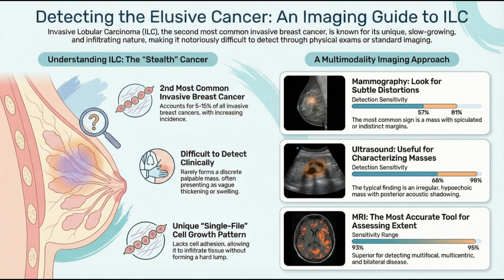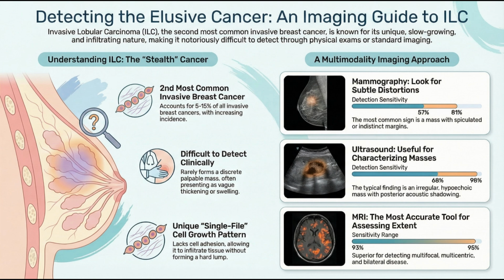And what about who gets this? Is there a typical patient profile? There is. ILC tends to be diagnosed in slightly older women. The median age is around 57. We've also seen its incidence increase over the last couple of decades, which is possibly linked to the increased use of hormone replacement therapy. And the prognosis?